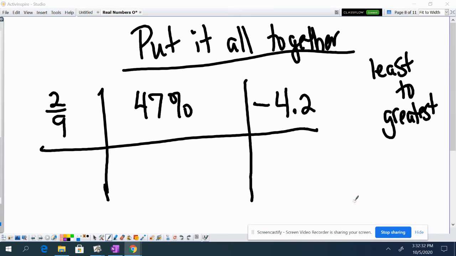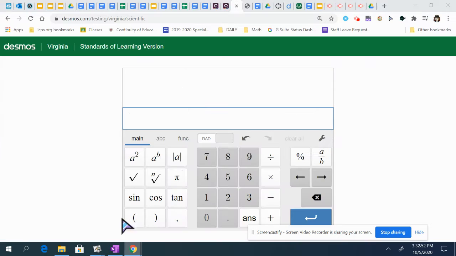So once you know how to change everything to a decimal, the next thing you need to be able to do is to put everything in order. So I put it in a decimal so that I can look at them as like they're the same, because with 2/9, 47%, and then a decimal, I don't necessarily know. So I'm going to go first and change my fraction.